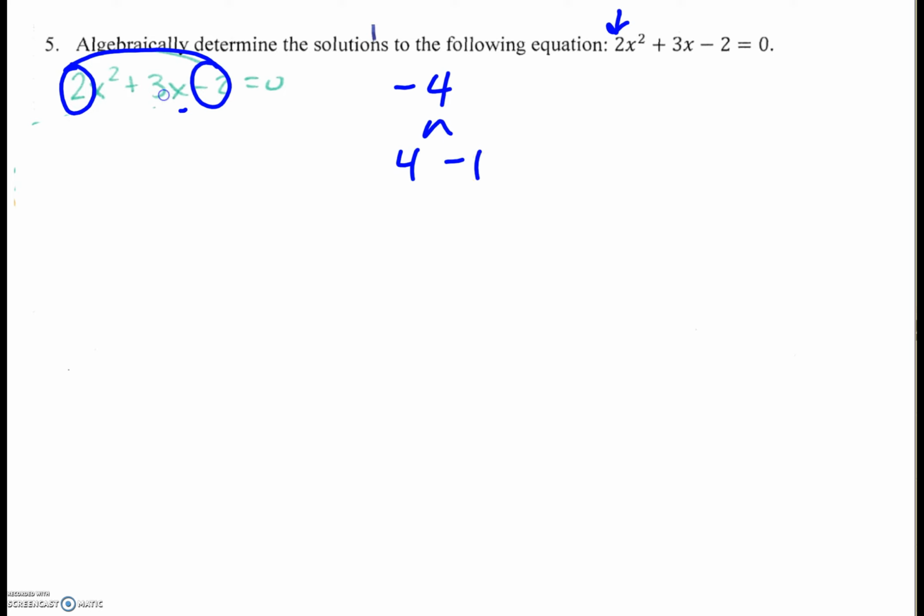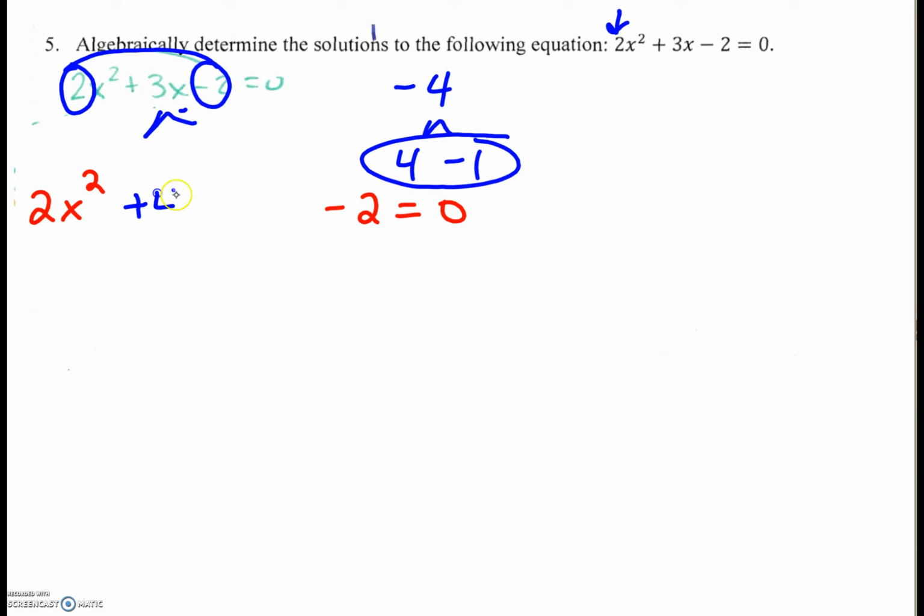From here, what we want to do is take our two numbers that we circled and bring it down. So our 2x squared and our negative 2 equals 0. Bring that down. And these two numbers right here, that 4 and negative 1, we're really going to break our 3x into those two numbers. So we have a plus 4x, a minus 1x.